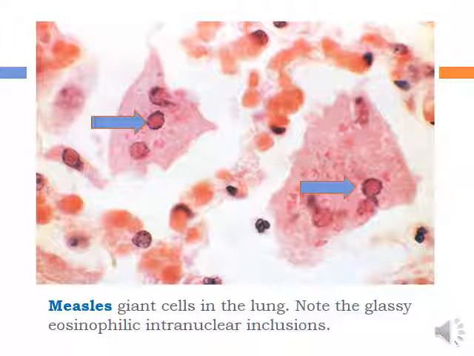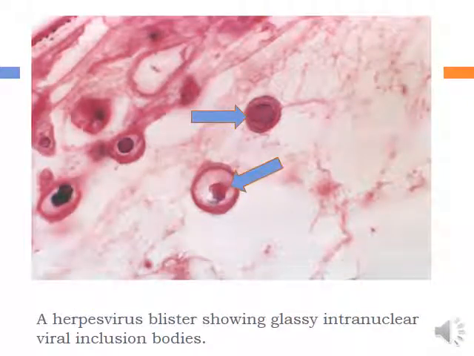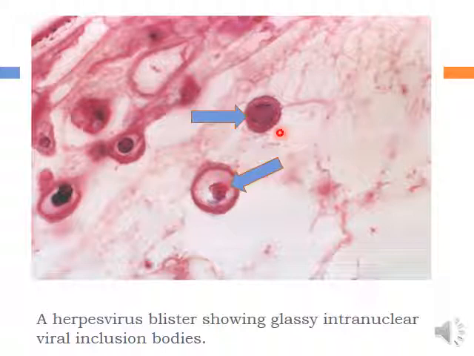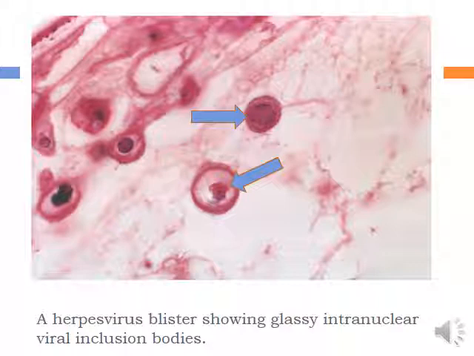This is another example, herpes simplex virus. In the blister we also see an intranuclear inclusion, this homogeneous body representing a viral inclusion inside the nucleus, while the peripheral dark rim represents residual chromatin that is displaced to the periphery.